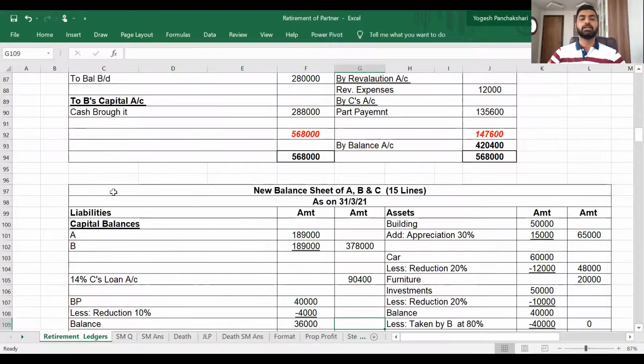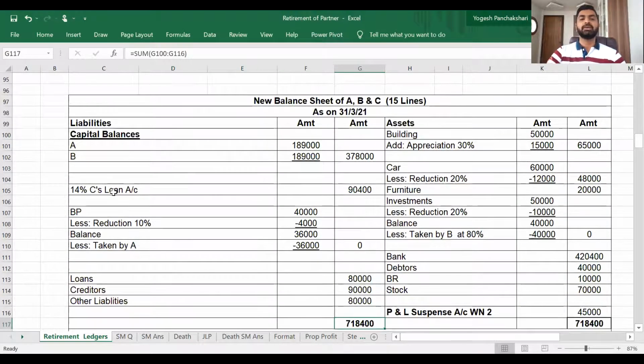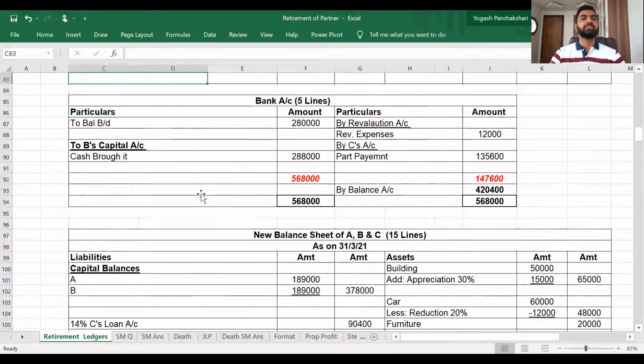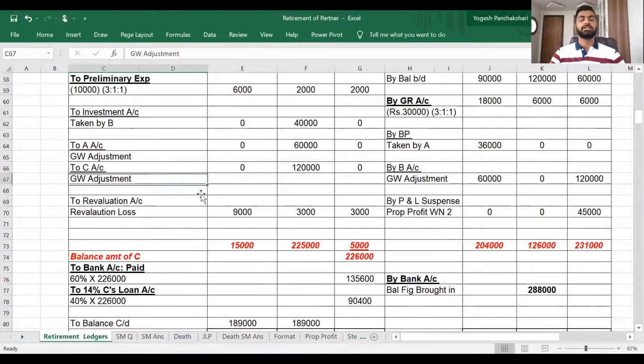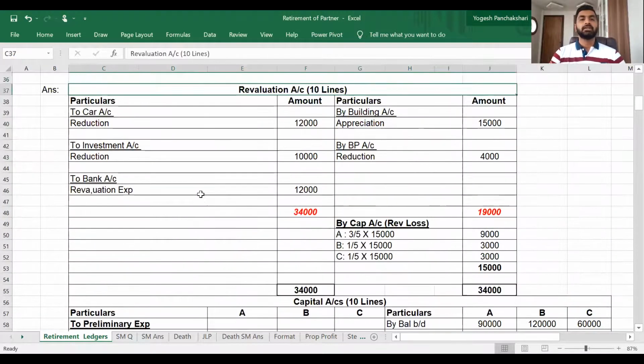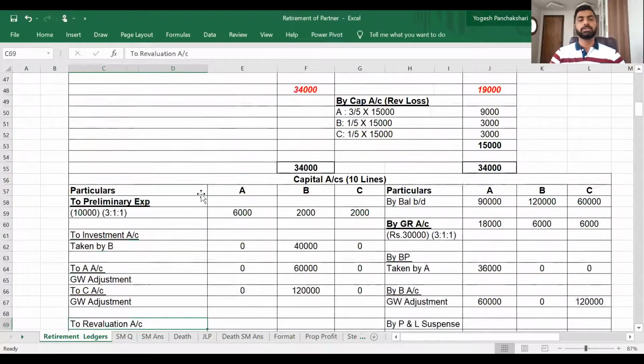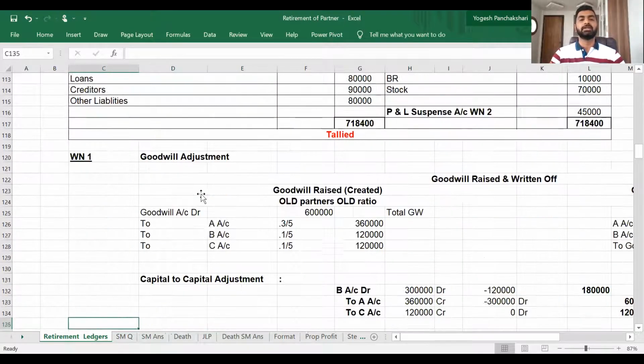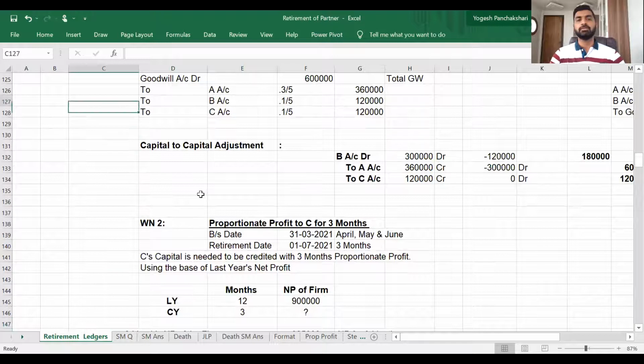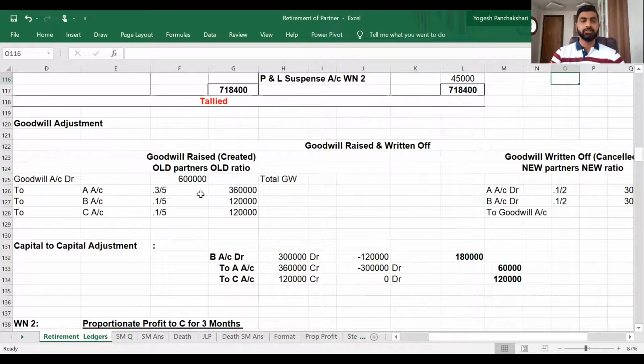Car reduced, investment reduced. Then building appreciated, bills payable reduced. Then bills payable is taken over by A, so it is credited to A's account. And investment is taken by B at 80%, so it is given to B and debited to B's account. Then record revaluation expenses as it is, so nothing is new. Revaluation account debit to bank. Thereafter find out the new ratio, it is already given. Make the goodwill adjustment then. So goodwill raise and return of raised old partners in old ratio as we did earlier.